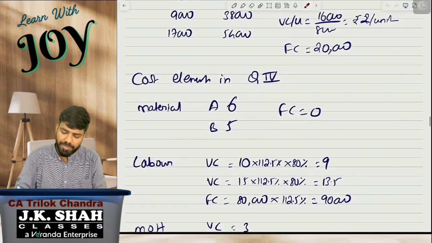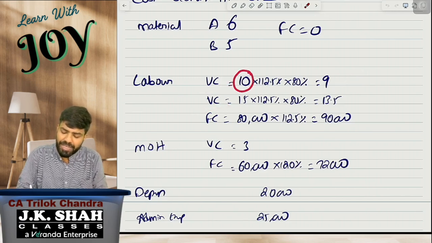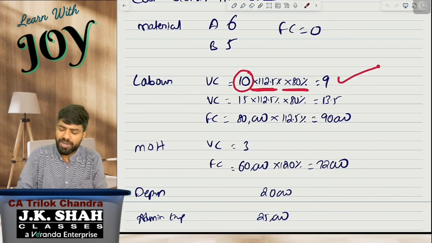Okay, now the cost elements of quarter 4. Material A and B: 6 rupees and 5 rupees. Labor variable cost is 9 rupees. How to get 9 rupees? Existing is 10 rupees, with an increase of 12.5%, so 112.5%, and a decrease due to the learning curve, that is 80%, we will get 9 rupees.